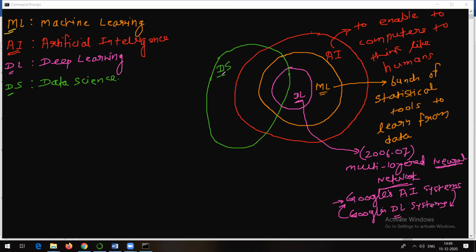So what is data science actually? From this Venn diagram, you can see that data science has some overlap with artificial intelligence techniques, some overlap with machine learning techniques, and not so much overlap with deep learning techniques. From the figure itself, you can see that.